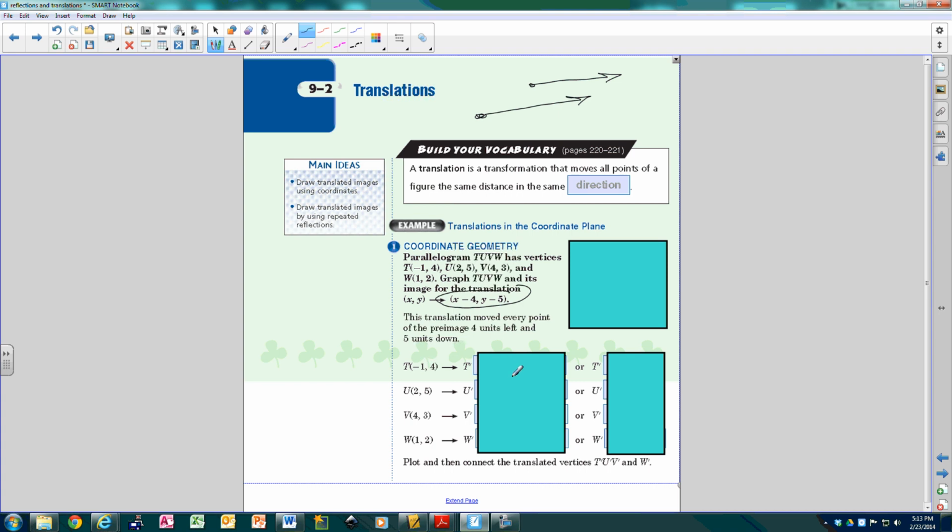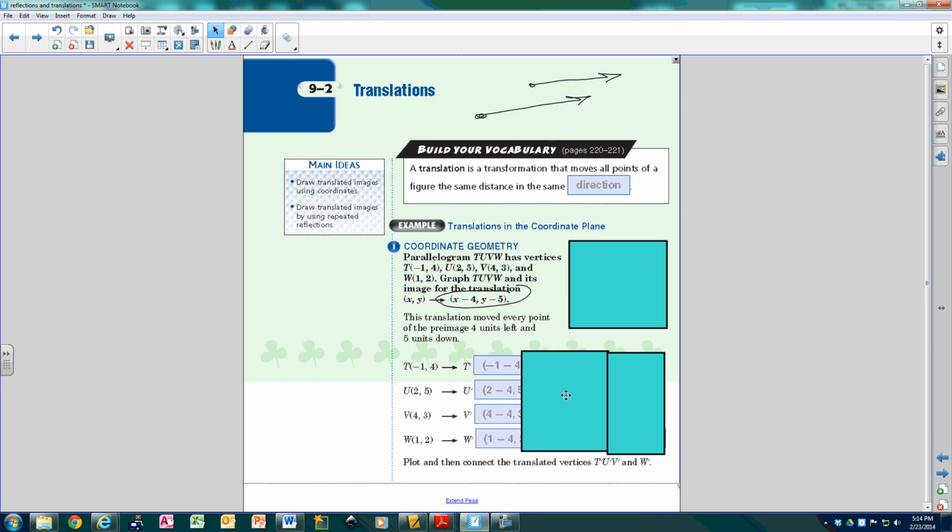So what we're going to do is use this rule. They want us to subtract 4 from every x value. They want us to subtract 5 from every y value. So you're going to take all your x values and write them down, and you're going to subtract 4 from every one of them.